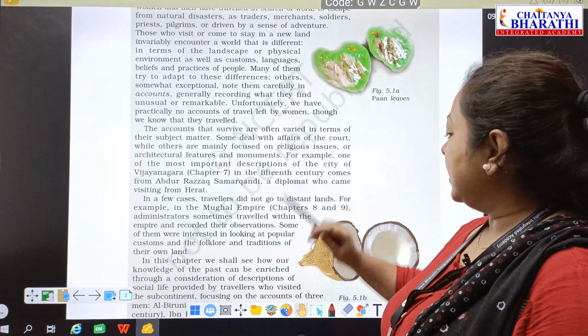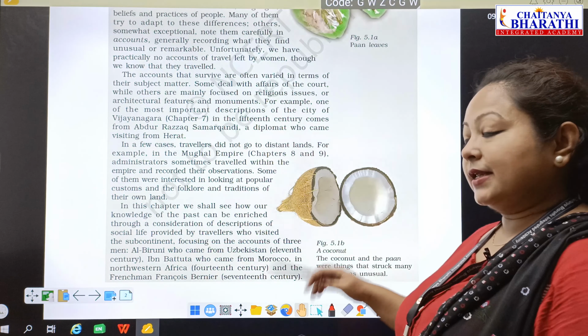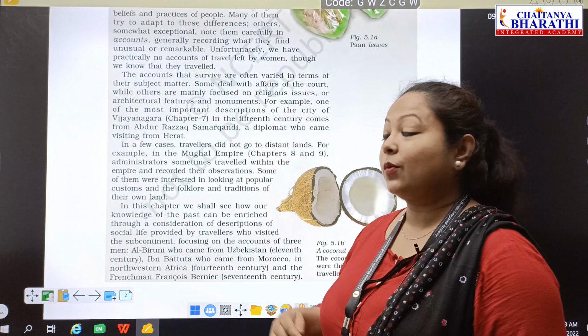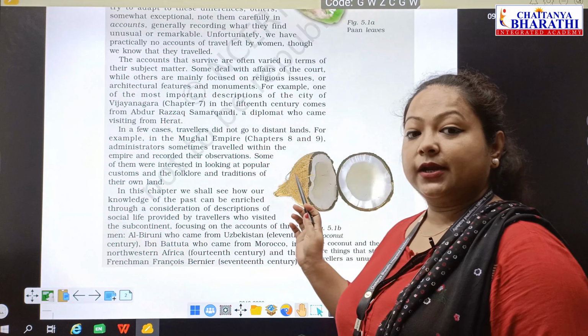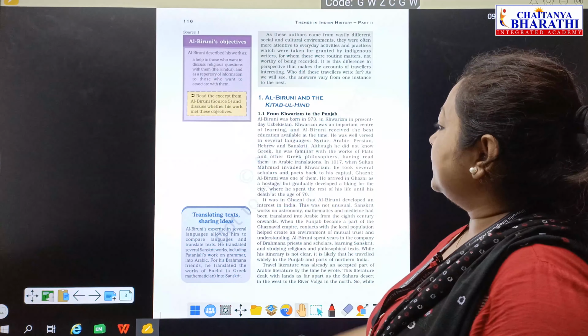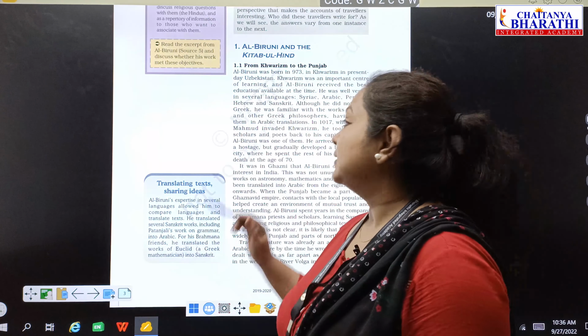Here we can see another very beautiful example, the coconut. This was something very new to the travelers, which they came to know during their visit to our country. The first traveler that we are going to discuss is Al-Biruni.